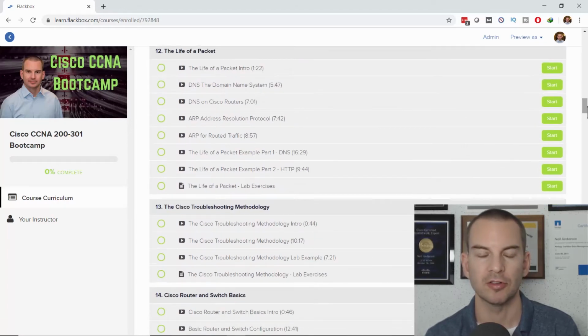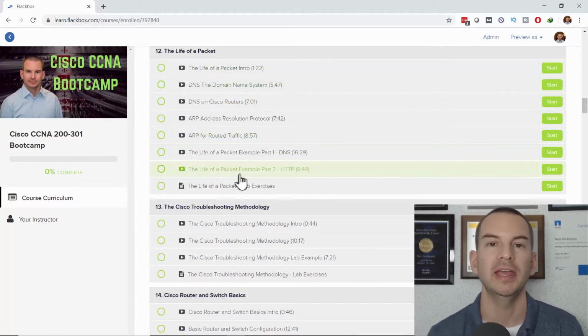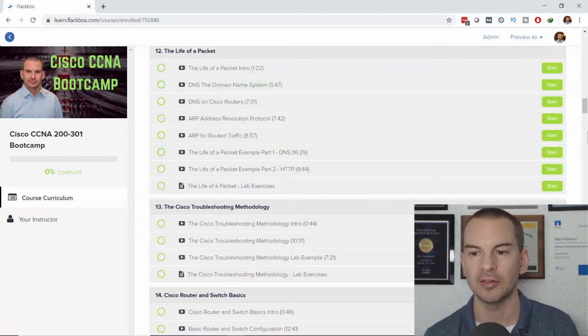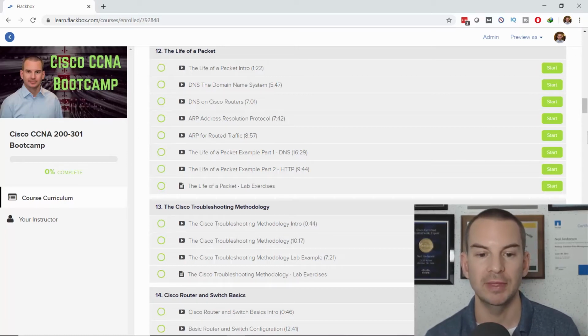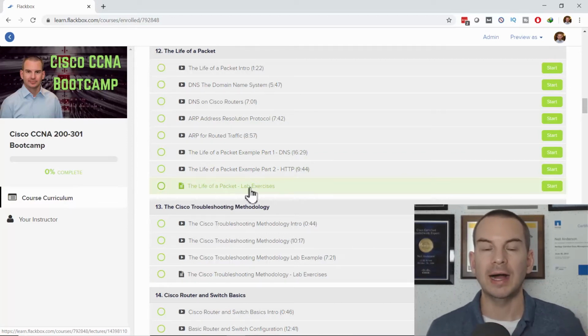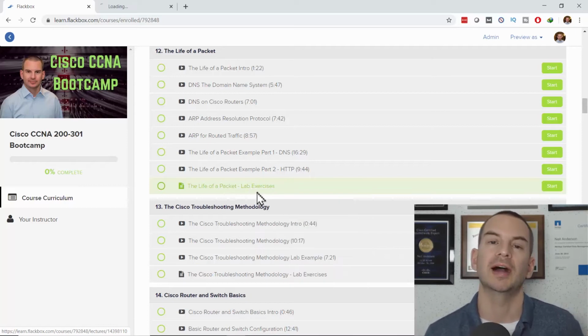The way that the course is laid out is that I've got the theory lectures first in each section. So I'll explain what the particular technology is. I'll also show you how it works in the lab as well. So once you understand what it is, you'll also see how to configure it and how to troubleshoot it. So watch the videos first, and then you'll see at the end of every section that I've got a configuration lab. These are lab exercises for you to actually do.